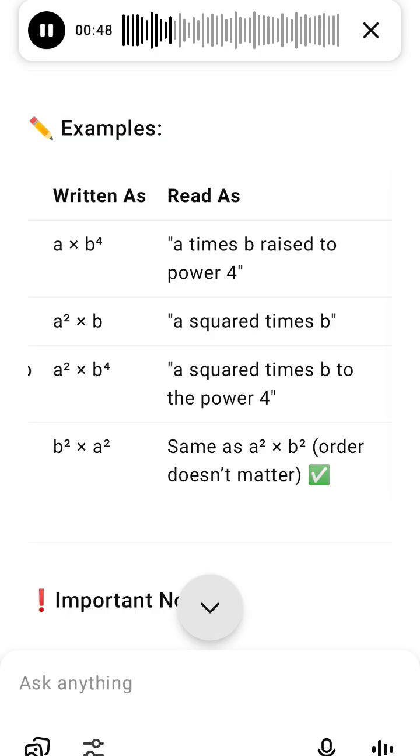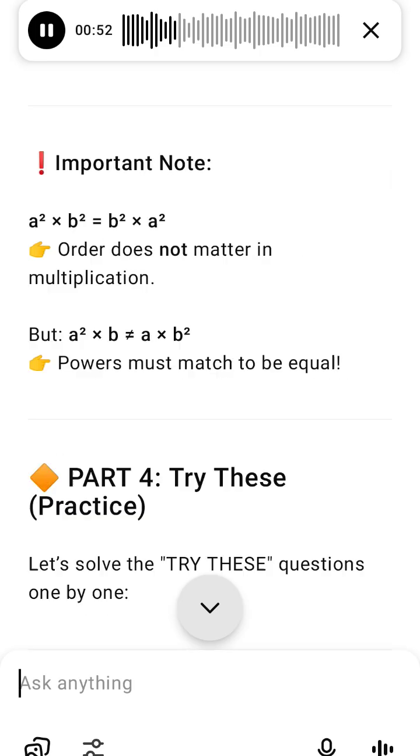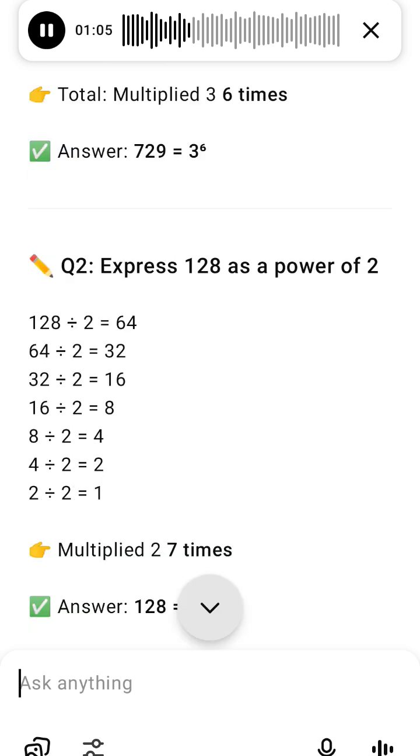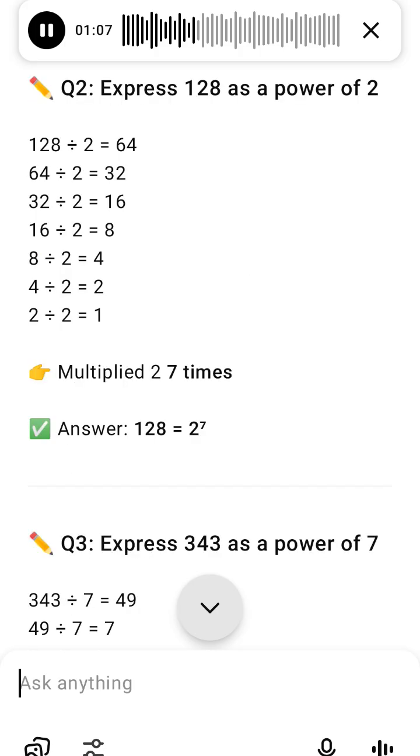3. How to read powers. a^2 is a squared, a^3 is a cubed, a^4 is a to the power 4, a^7 is a to the power 7. 4. Multiplying variables with powers. When variables are repeated in multiplication, we use exponents to write them shorter. Examples: a times b times b times b equals a b^3; a times a times a times b equals a^3 b.